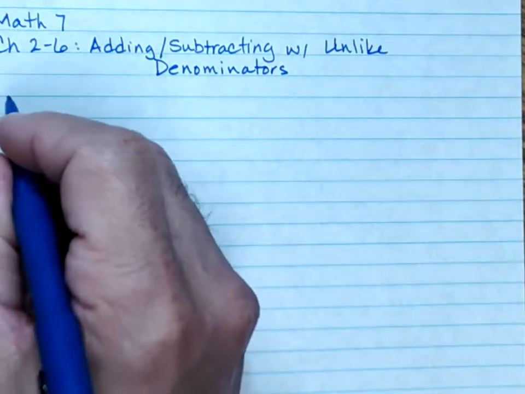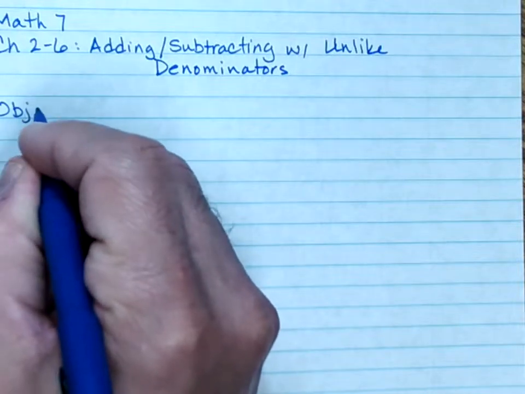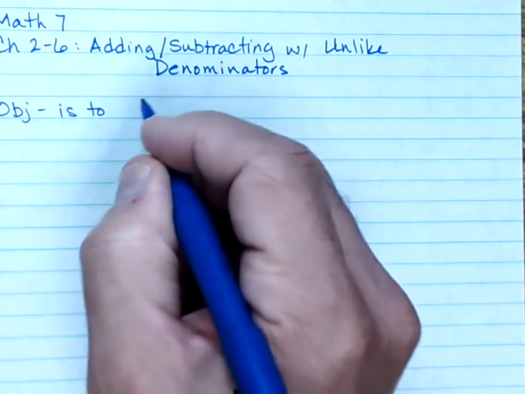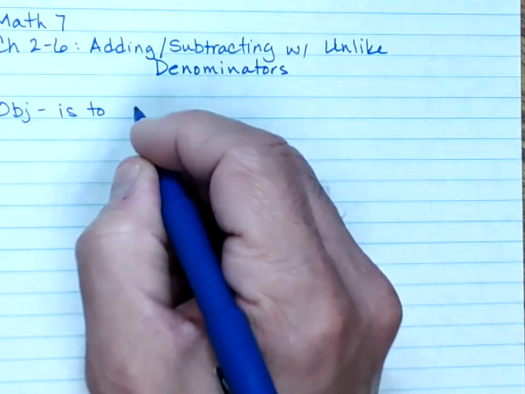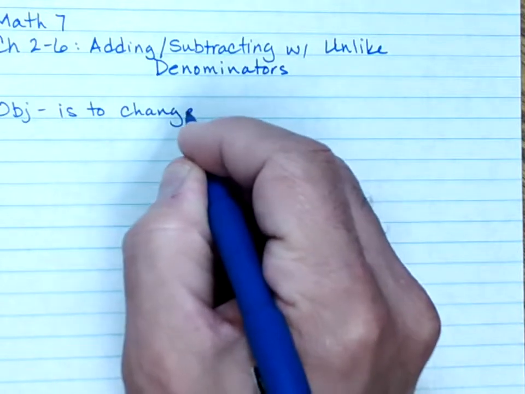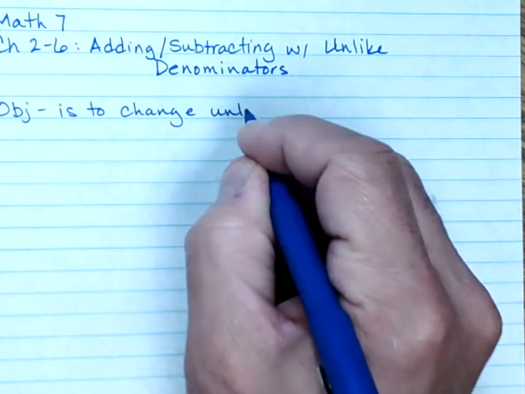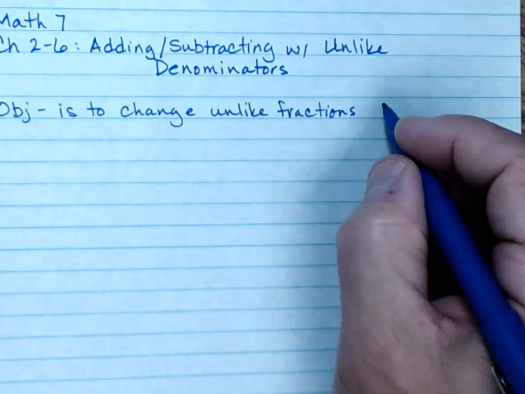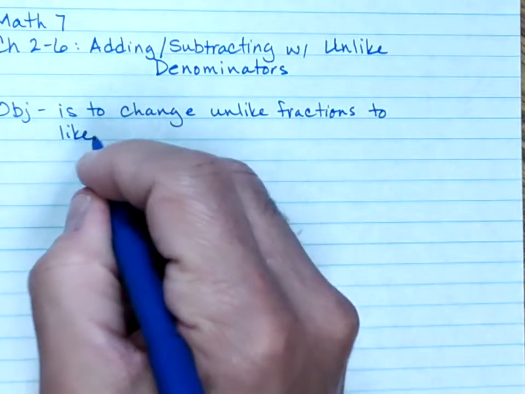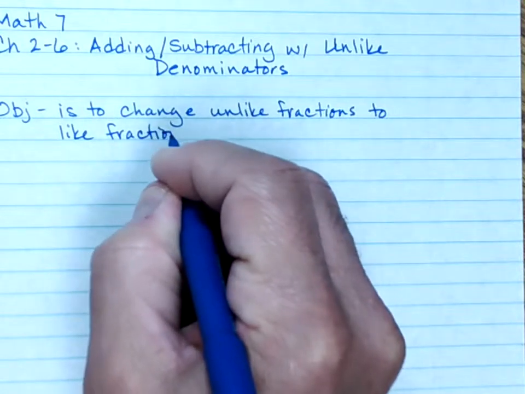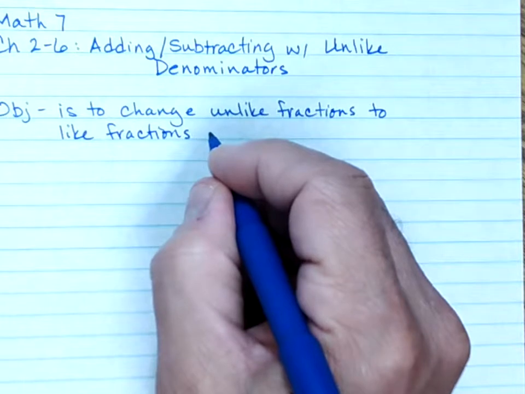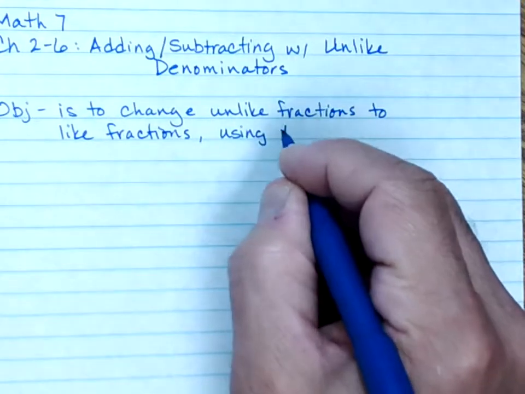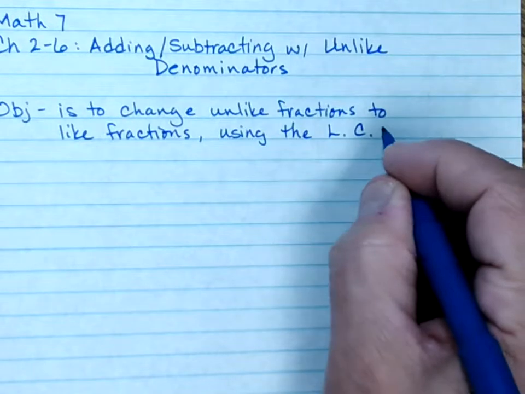So the objective here, or the goal, is to change unlike fractions to like fractions, by way of the LCD, the least common denominator.